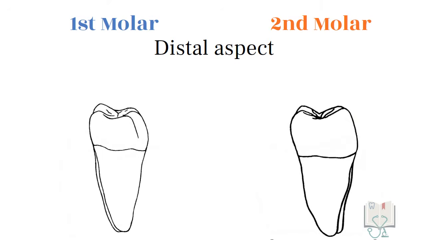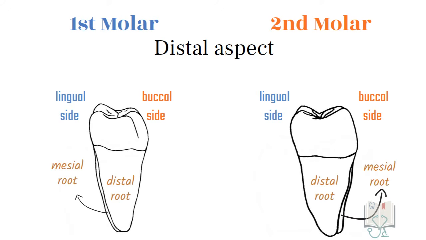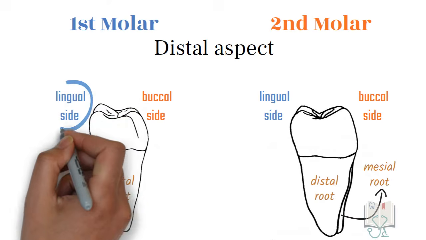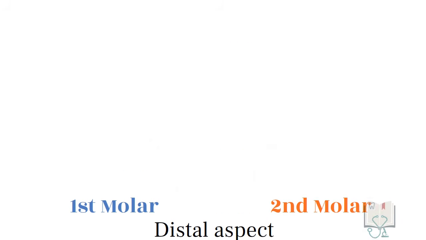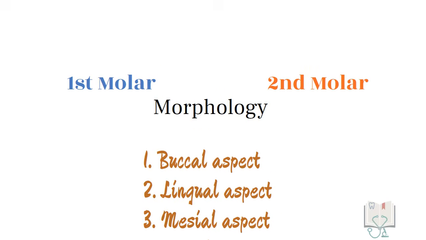In both molars, the distal root is seen and partial mesial root is also visible. Interestingly, in first molar, partial mesial root is visible on the lingual side, but in second molar, it is visible on the buccal side. Finally, the occlusal aspect.